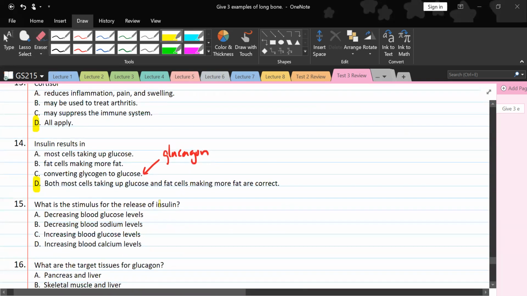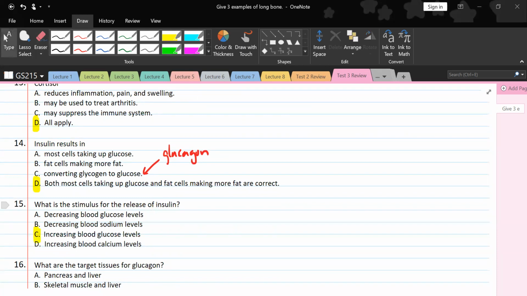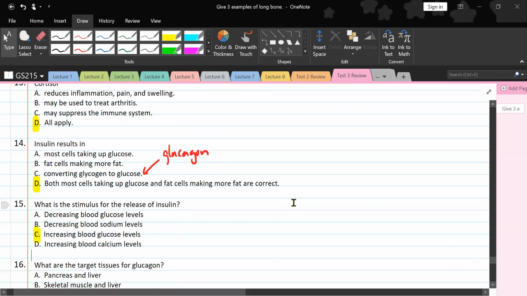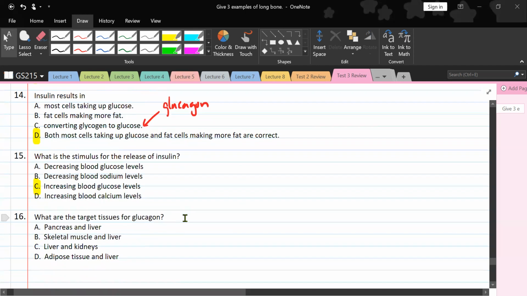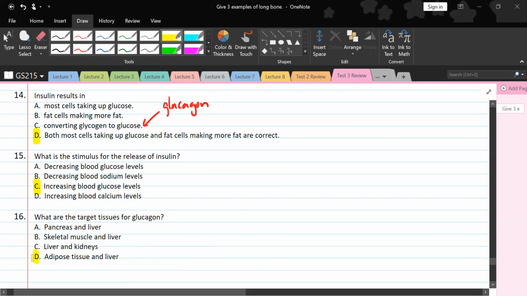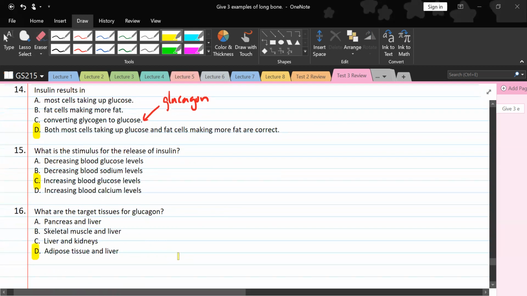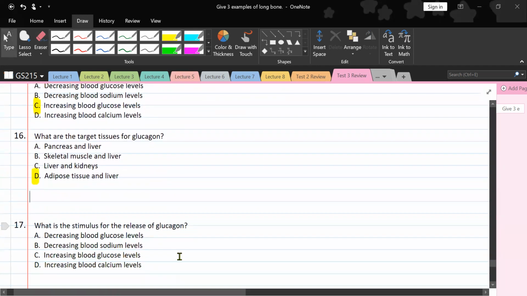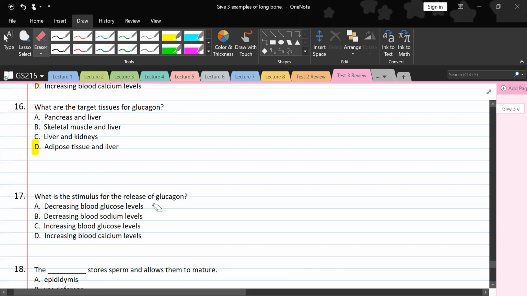What is the stimulus for release of insulin? That is when you have high glucose in the body, like after a meal. What are the target tissues for glucagon? Glucagon basically targets the liver, as well as the fat tissue. It's the backwards of what insulin does. I'm going to take some glucose from your fat reserve. The stimulus for glucagon is low glucose level.